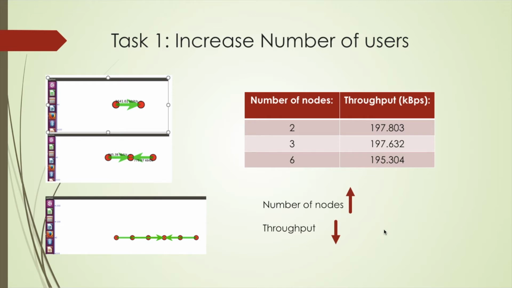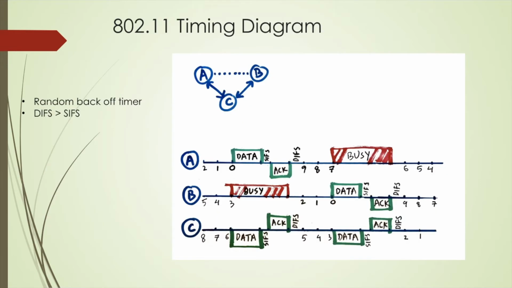Now, this was a little anti-intuitive, I guess, because we were thinking that if we increase the number of nodes, we should be receiving more packets, so the throughput should be more. But that's actually not the case, and the reason behind that is what I'm going to describe later on. So before getting into the reason, we have to know how 802.11 works. So this is the timing diagram.